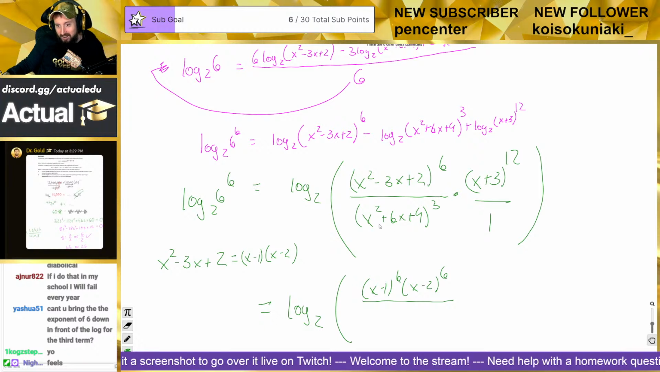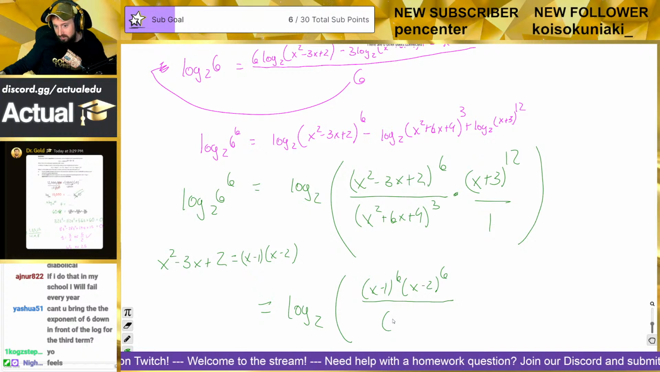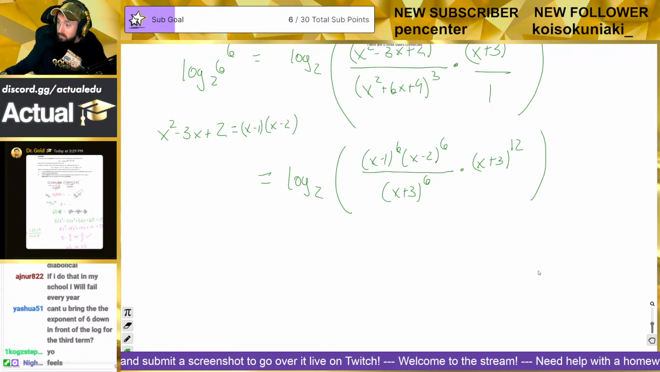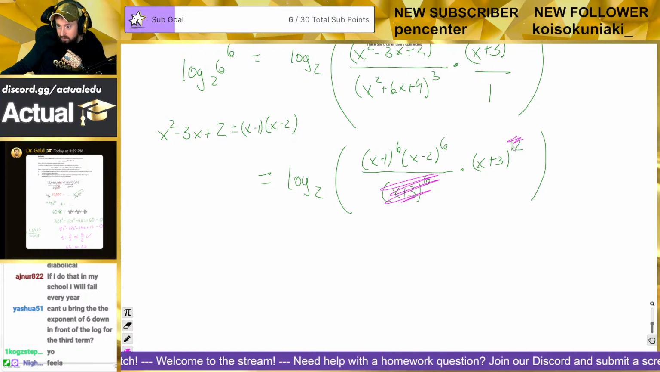Good to see you, Mulberry. Okay, so then this is just x plus 3 squared, right? So this becomes x plus 3 to the 6th. Do we see that so far? Okay, and then this is times x plus 3 to the 12th. Some cool stuff is going to happen here. Notice how I have an x plus 3 to the 6th and an x plus 3 to the 12th, so this can go away. And then we're just going to write this as a to the 6th. Yeah, kind of cool. Okay, so keep going.